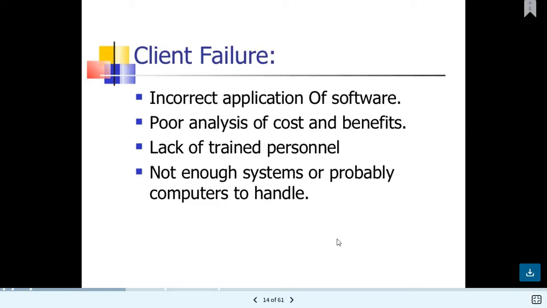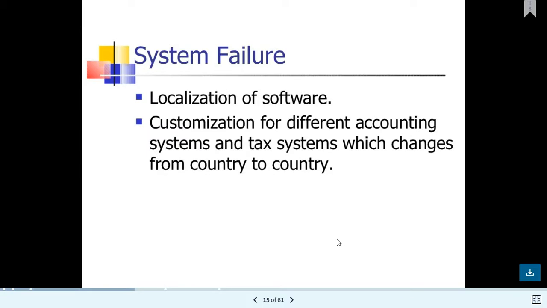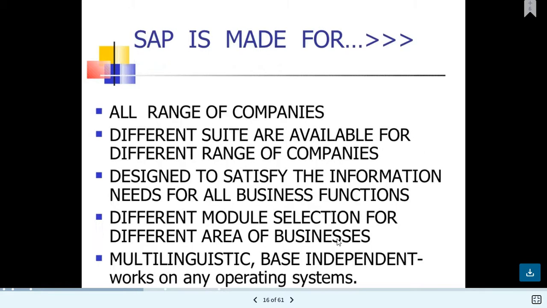And lack of trained personnel, and not enough systems or computers to handle it. So all these measures can be reasons for client failure. In system failure, what might the reasons be? First, localization of the software. Second, the customization for different accounting and tax systems, which change from country to country.